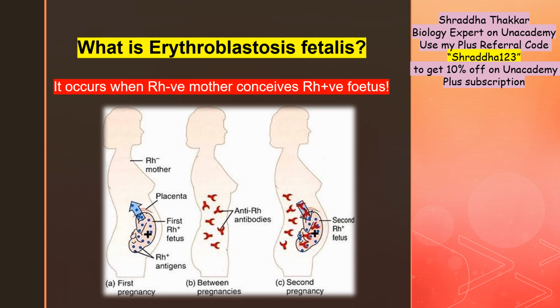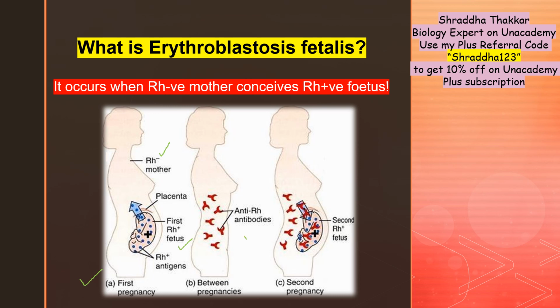In this diagram, in the first case, when a mother which is RH negative conceives her first baby which is RH positive, there is a chance that the RBCs of this fetus will come in contact with the mother's blood, and since the mother is RH negative, she will produce RH antibodies against the baby's blood. Now, this is fine during the first case because it is going to come in contact with the mother only during the childbirth.